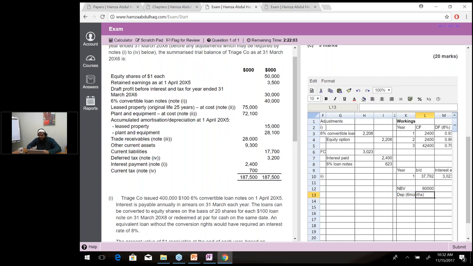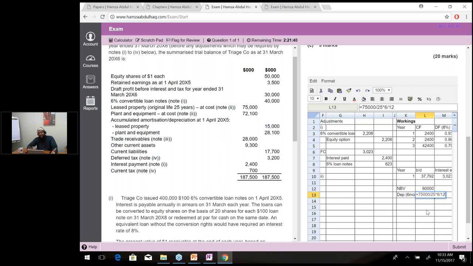So what will be the depreciation? The question has given us the original life of 25 years, which is the total life. So how do we calculate depreciation using the total life? We divide the cost 75,000 by the total life of 25 years. This will give us the depreciation for the entire year. So multiply by 6 divided by 12.